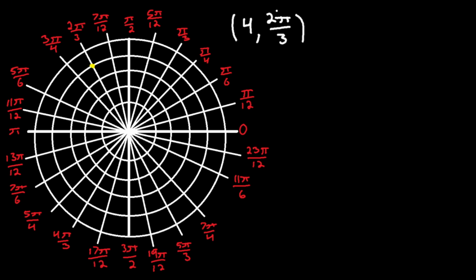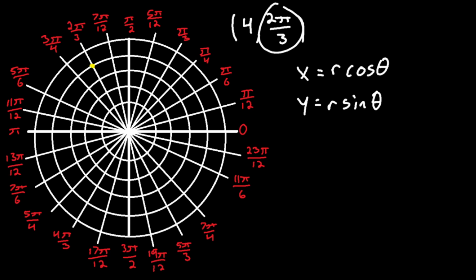How do you turn this into x and y coordinates? Here's the thing. It's a very simple formula. Simply r cosine theta and r sine theta. That is really all. So x is equal to r times the cosine of theta.